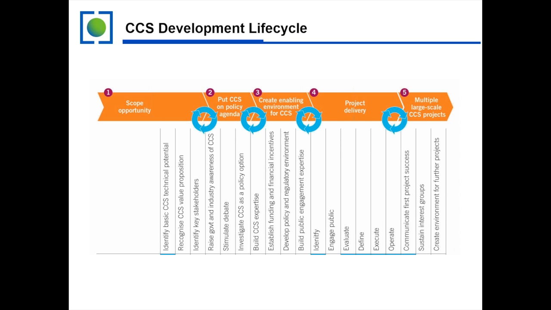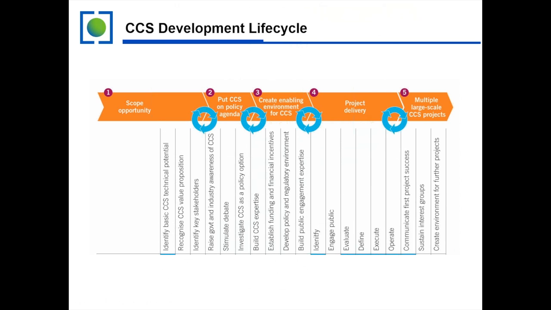So I'm using this slide to introduce the CCS Development Lifecycle. This is a bit of a conceptual tool developed by the Institute, just to give you a sense of what some of that capacity development and status of development might be. And you can see that it's got 5 stages of CCS development in that orange bar along the top, starting with scoping opportunity, putting CCS on the policy agenda, creating an enabling environment for CCS, project delivery, and that could be at the smaller scale or the larger scale of project delivery. And the last stage there is multiple large-scale CCS project delivery.